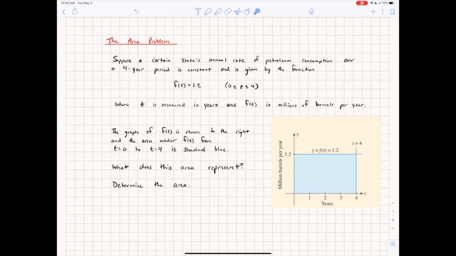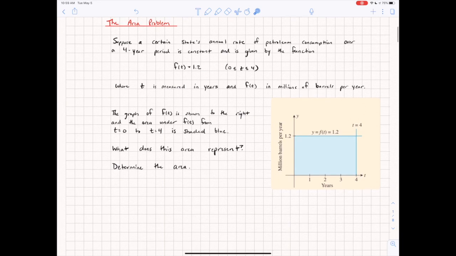As we determine the area, one thing I want you to ask yourself is, what does this area actually represent? Because we are looking at an application type question, every characteristic, every description has a meaning or some kind of analysis for the problem at hand. So when I calculate the area for this model, it needs to have something to do with this petroleum consumption, this barrel consumption per year. So let's go through and determine the area.